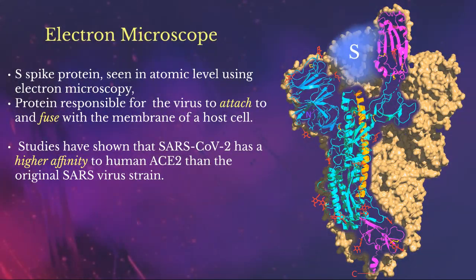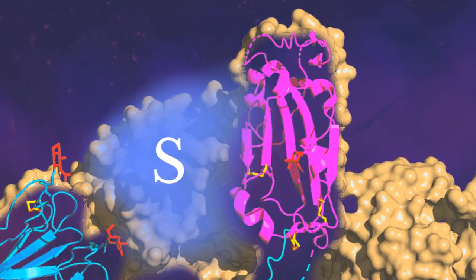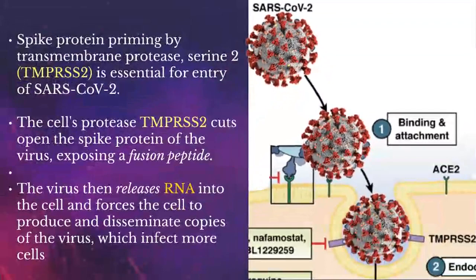Here is the electron microscope picture of the S spike. The S spike is the most important part for the virus to enter the body. This spike protein attaches and fuses to the host cell at the angiotensin converting enzyme receptor, and enters the body. It's found that the S protein has a very high affinity to human angiotensin converting enzyme. And here is the part that allows the virus to enter the body.